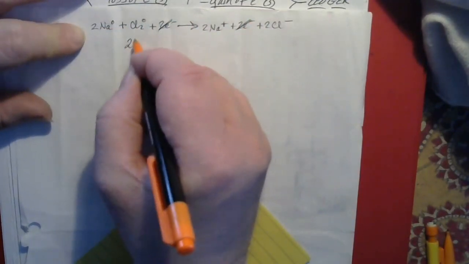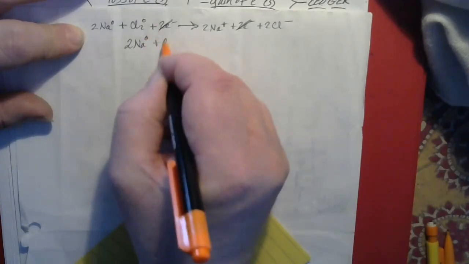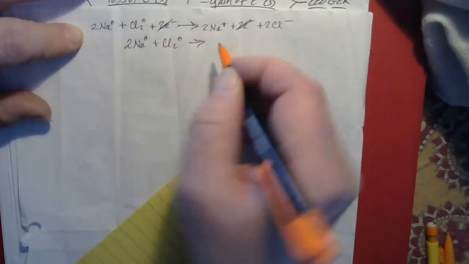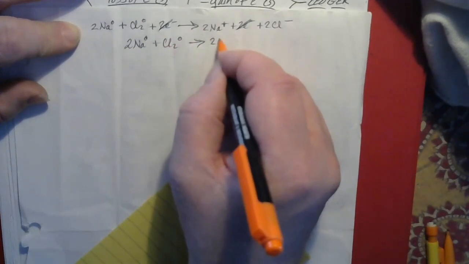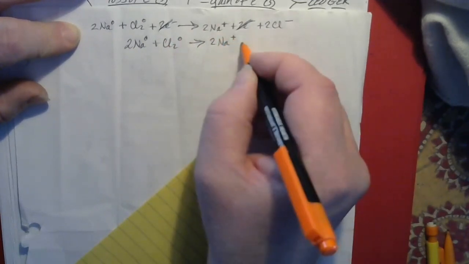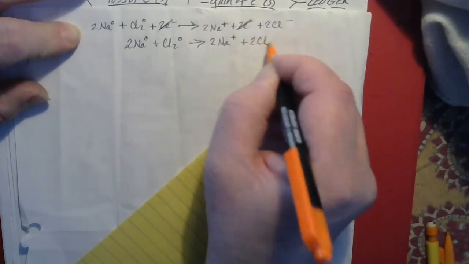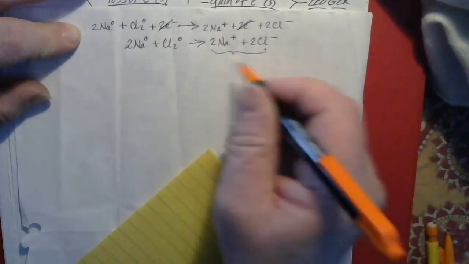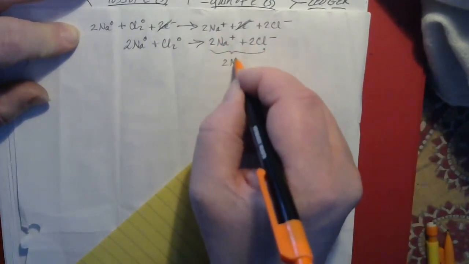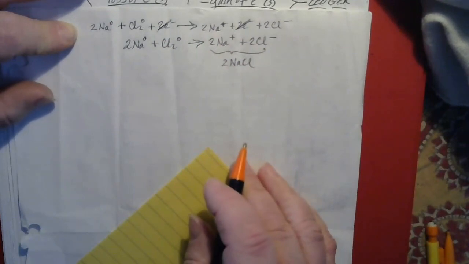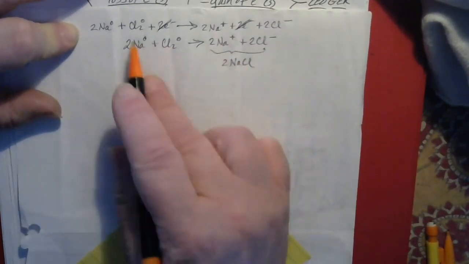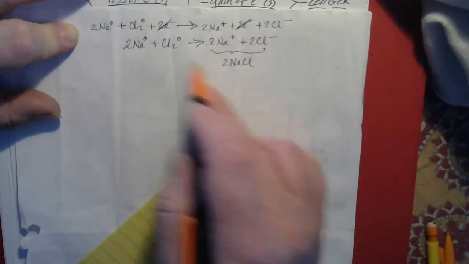And what you get is our overall reaction. And of course, 2Na plus 2Cl minus is equivalent to 2NaCl. And that was the overall reaction that we started with, this leading to this.